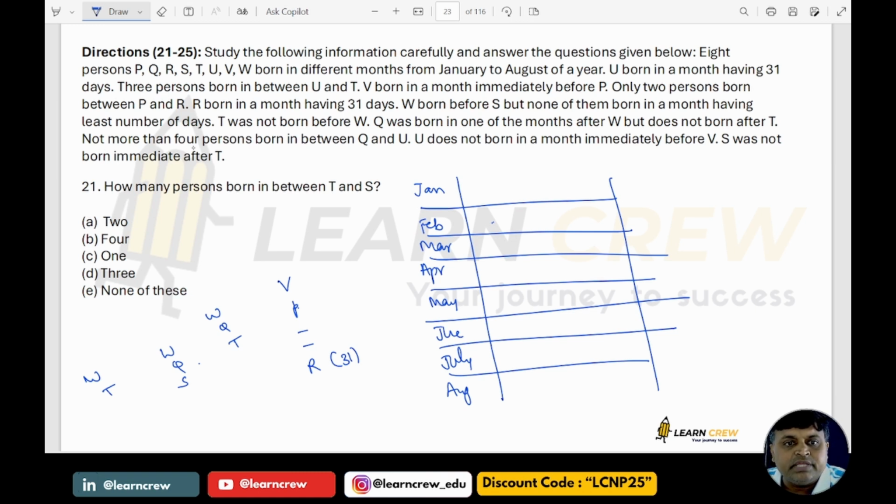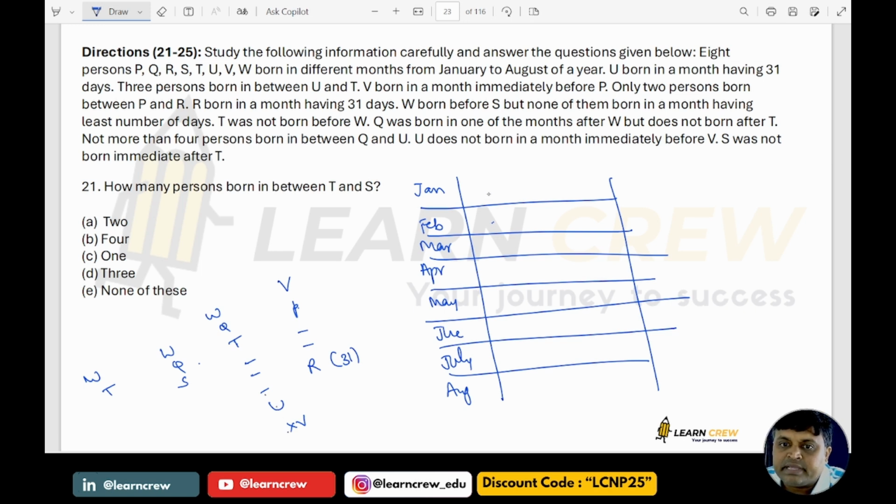So not more than 4 persons born between Q and U. Between Q and U, you have not more than 4. 1, 2, 3, 4, I am taking between Q and U. So now what else do I have? U is not born in a month immediately before V. So this last one is not V. So 1, 2, 3, 4, 5, 6, 7, 8.